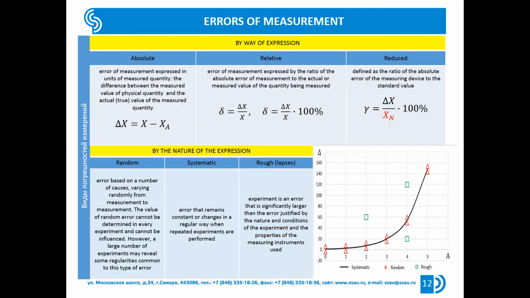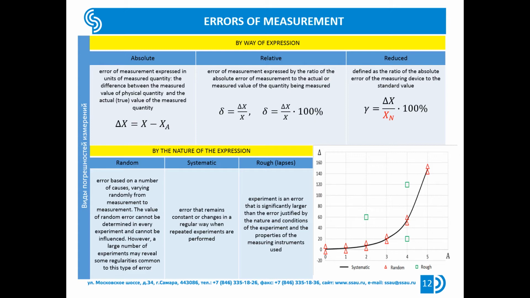The error of measurement is understood as a deviation of the measurement result from the true actual value of the physical quantity being measured. The accuracy of a measurement is a quantity that reflects the closeness of the result obtained to the true value of the quantity required. The greater the accuracy of a measurement, the smaller its error.